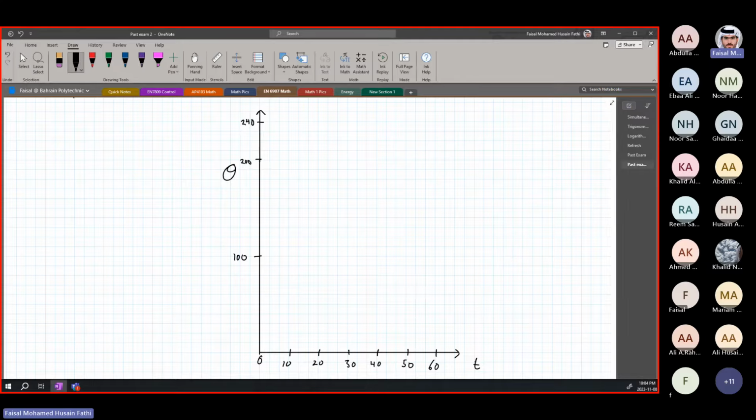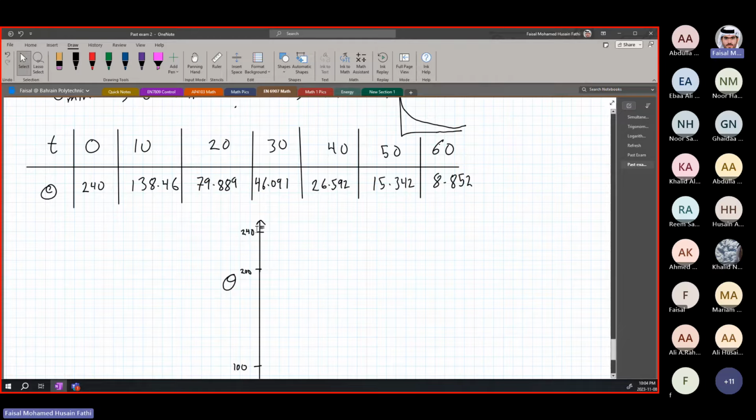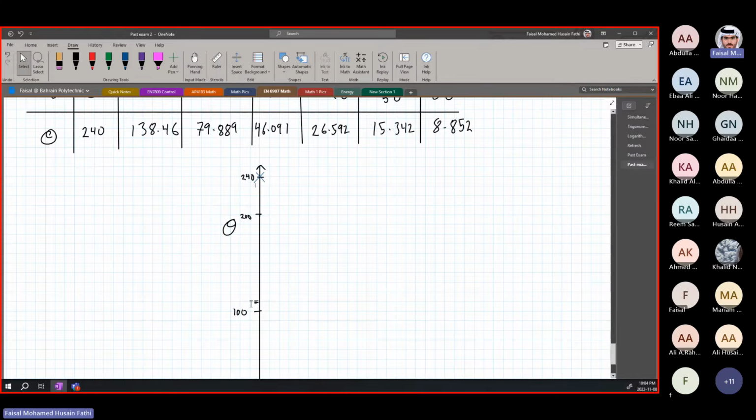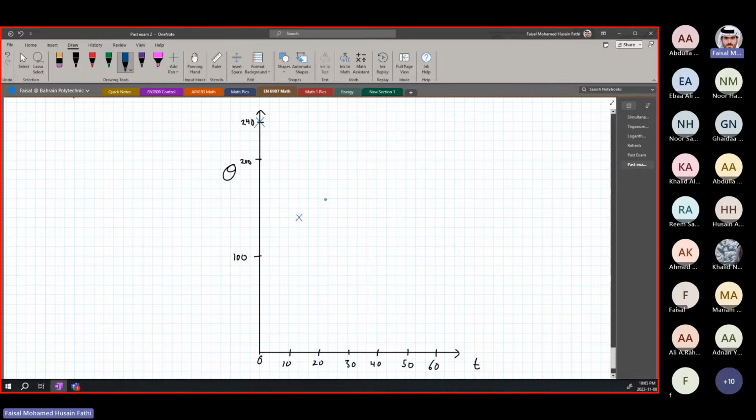Alright, what is our table? Our first point is 0 to 240, which makes sense. The second point is 10, 138.46. So 10 is here on this line. For 138, 100, 110, 120, 130, say approximately here 140, a little bit under it, so it's going to be somewhere around here. It's an approximation, so don't be upset, let's say 140 approximately. We're just going to round it up and say 140, so 110, 120, 130, 140.